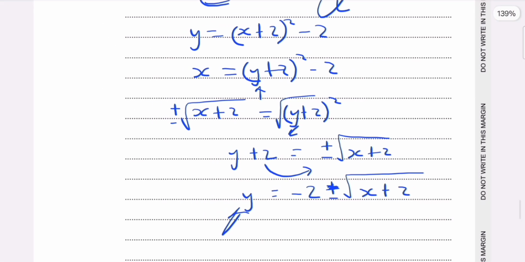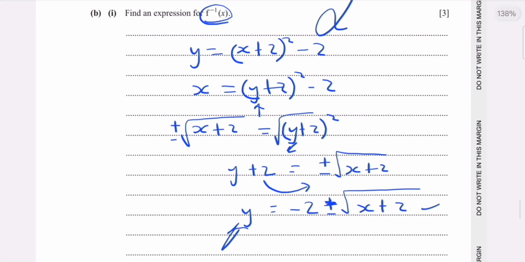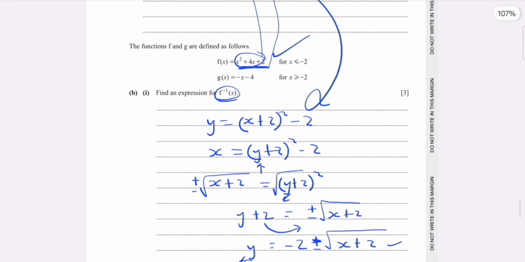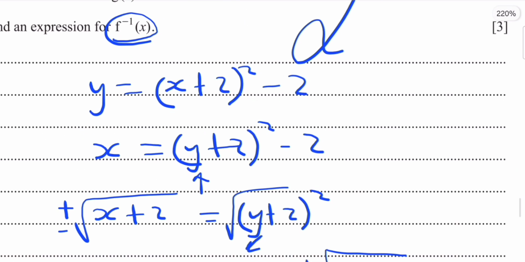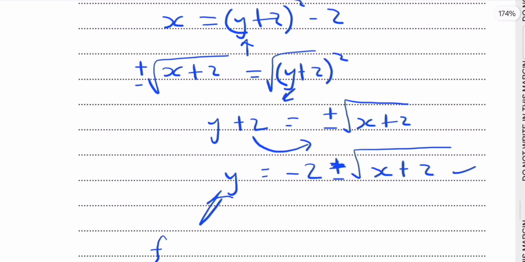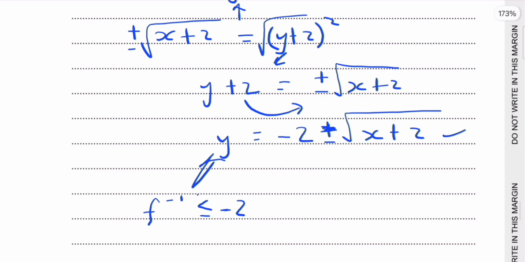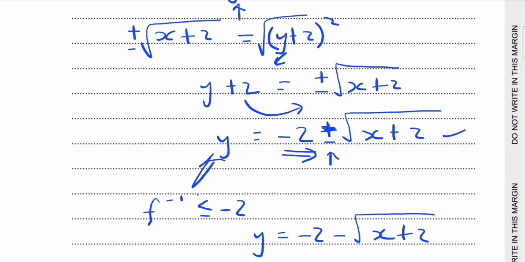So knowing that this is our inverse, we know that the range of this inverse is the same as the domain of the original function, and the domain of the original function is x less than or equal to minus 2. So that means our inverse should be less than or equal to minus 2. And for us to get values that are less than minus 2, we have to be subtracting from minus 2. So this has to be y equals minus 2 minus root x plus 2.